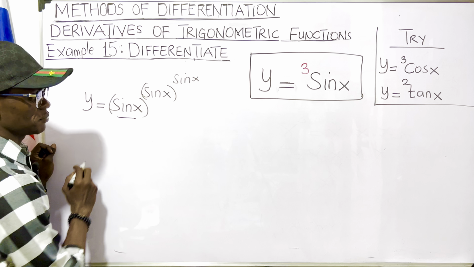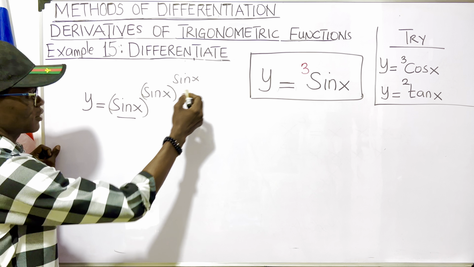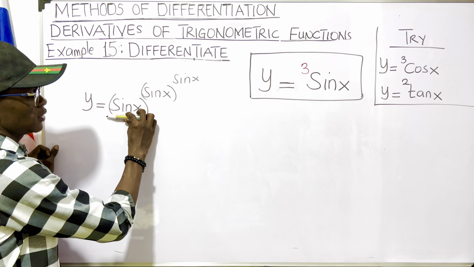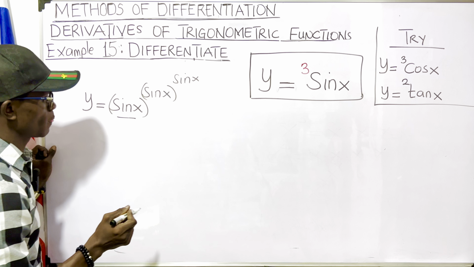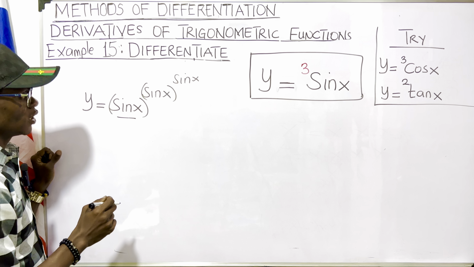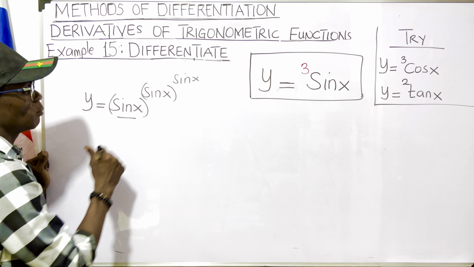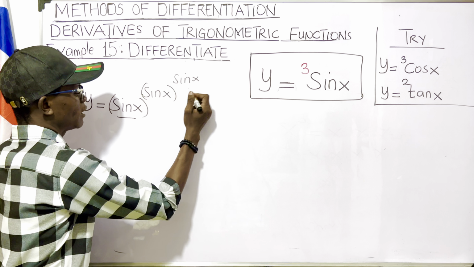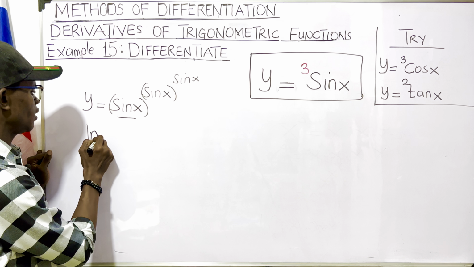This sine of x is a base, right? So it's almost like these two expressions are like the power to the sine of x. So again, you cannot use the power rule to say you bring this one down. No, you don't do that. You must get rid of this power and only be left with the base. So to do that, we take the ln on both sides.